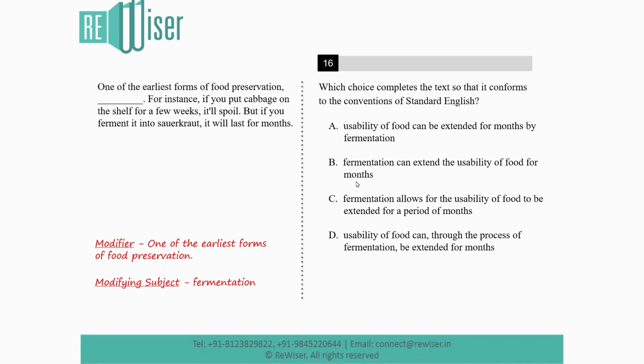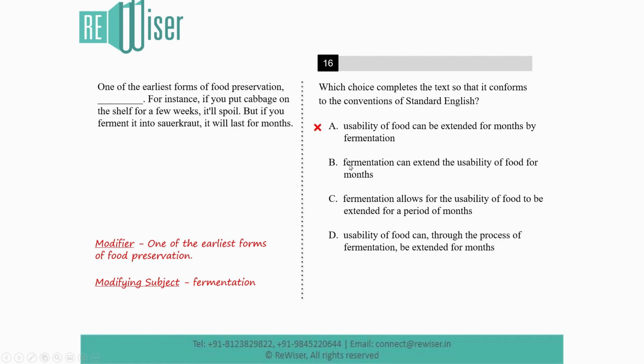Option A, usability of food can be extended for months by fermentation. A is clearly incorrect because that is not the subject of the modifier. The modifier should modify fermentation, because that's one of the earliest forms of food preservation. It's not usability, so A is eliminated.